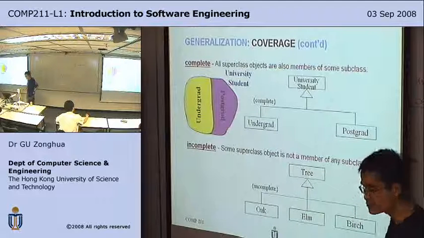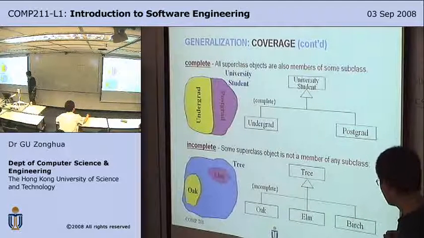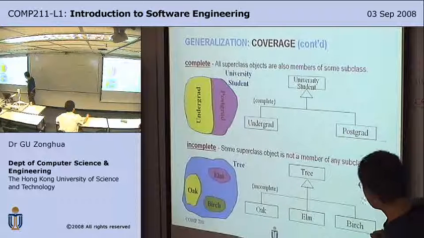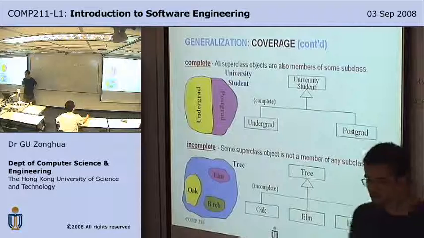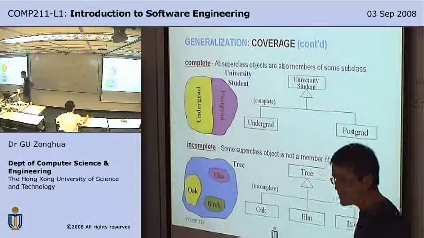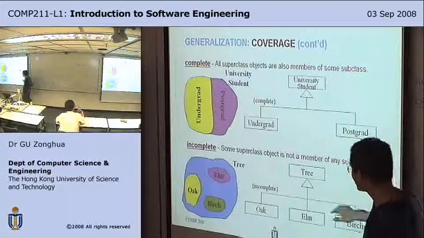Incomplete is when some superclass object is not a member of any subclass. So, for example, tree, you may have oak tree, elm tree, and birch tree. Obviously, there are many other types of trees other than the three here. So it's incomplete coverage.